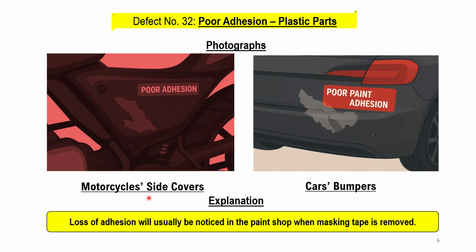Here are the pictures of poor adhesion on plastic substrate. In the first case, it is a motorcycle side cover, and in the second case, it is a car bumper. Loss of adhesion will usually be noticed in the paint shop when masking tape is removed. This is also one case.